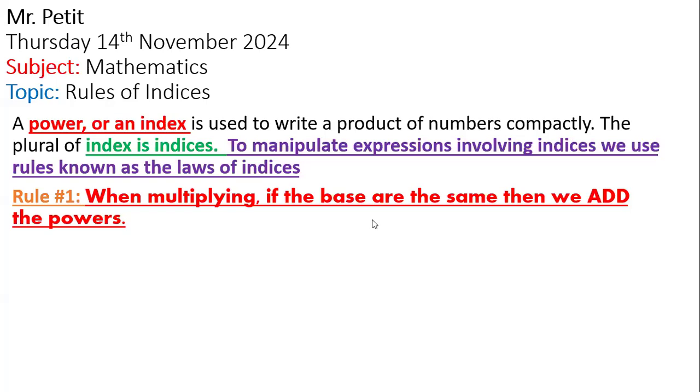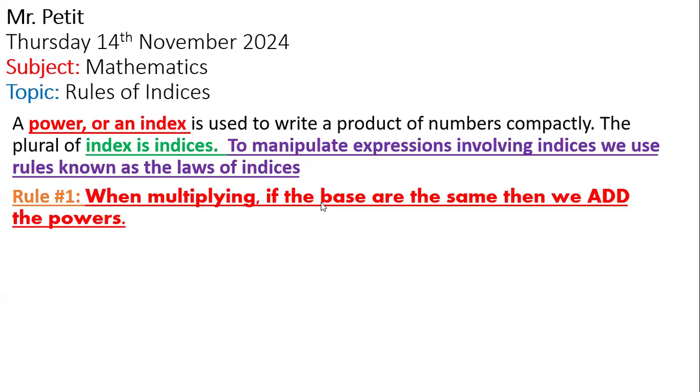Yes, sir. Can you read this paragraph on the first rule? A power or an index is used to write a product of numbers compactly. The plural of index is indices. To manipulate expressions involving indices, we use rules known as laws of indices. Rule number one: when multiplying, if the bases are the same, then we add the powers.